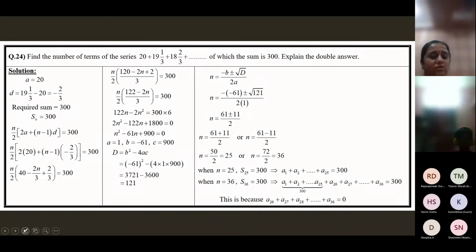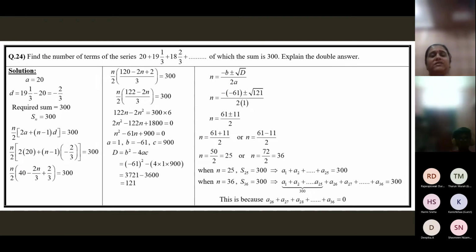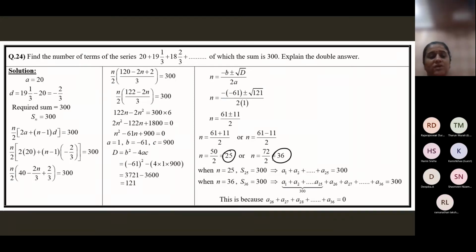This is when the numbers are not consecutive. These are the only 2 situations possible. Either the numbers n is consecutive or not consecutive. If they're not consecutive, see here you're getting n is 25, n is 36. They're not consecutive. So this is the reason. You can see here, I've explained here. That's because the sum from here to here is 0. This sum is 0. From here to here is 300 plus 0 is 300. Take a screenshot, children.